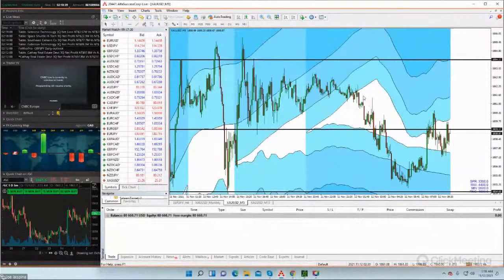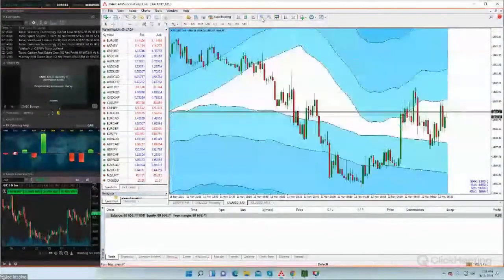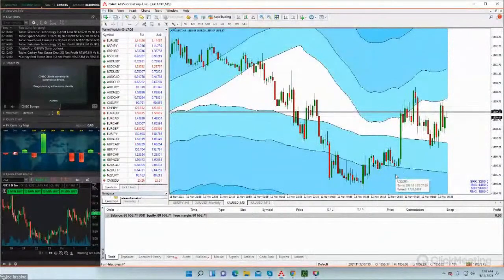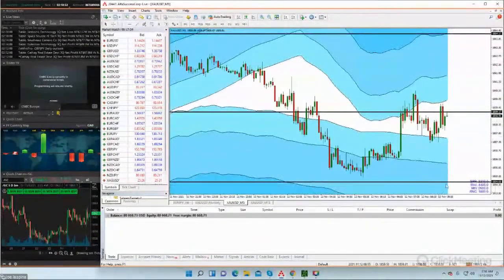So it looks like it's a good short. Now our first target here, second target here, and the last target here.